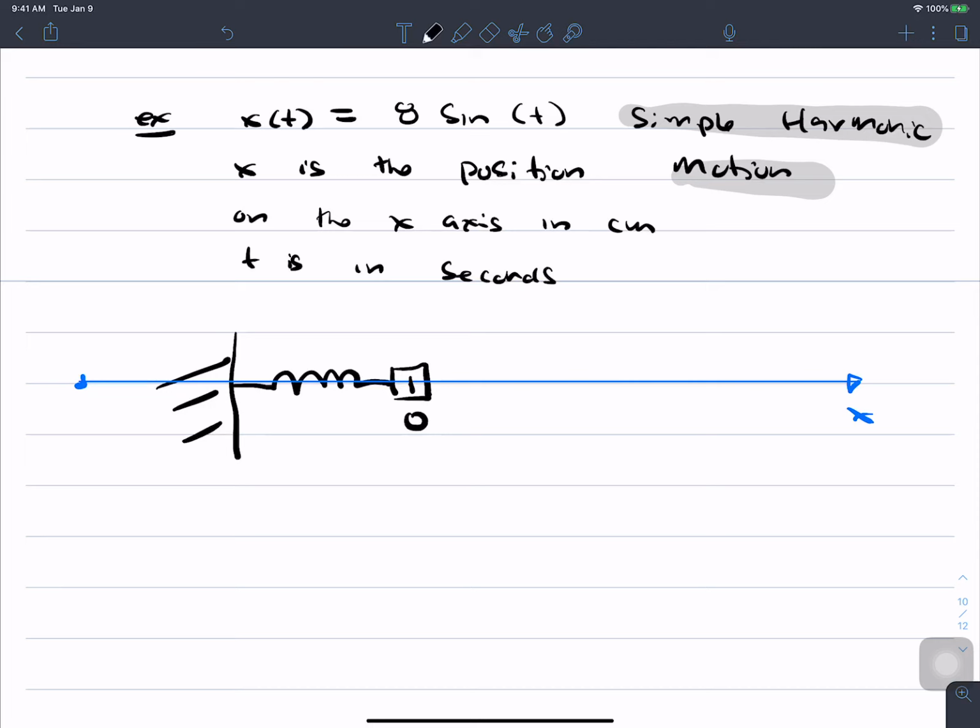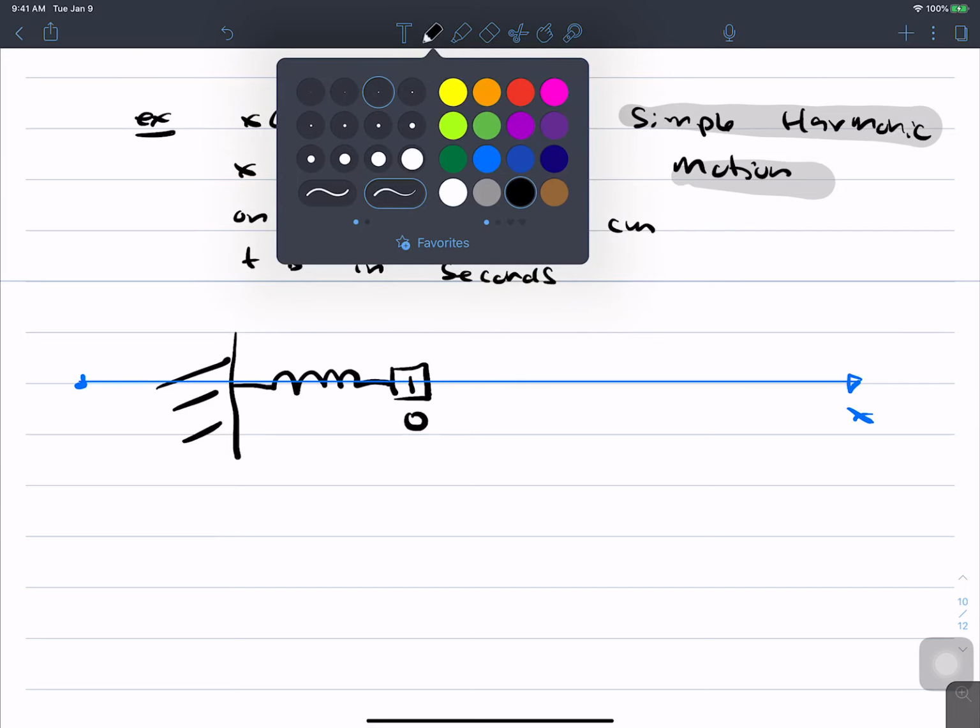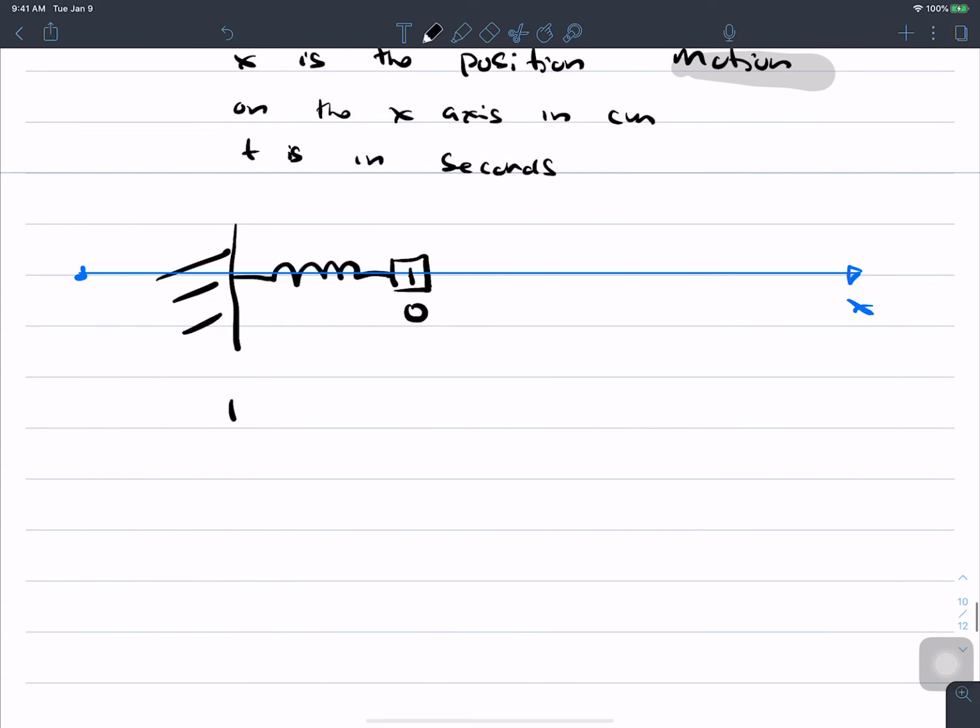So here's a question. They say, what's the velocity function? So they're going to say, determine the velocity function. It's a rate of change question.